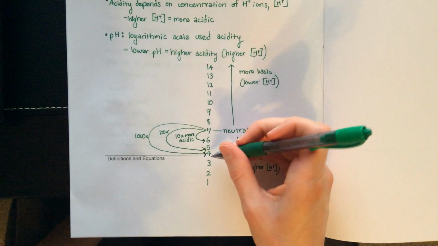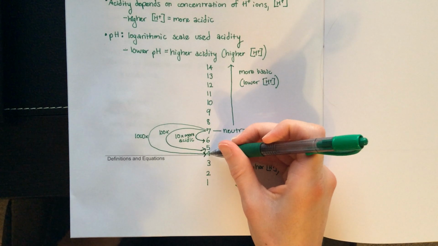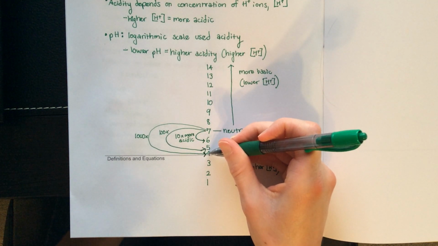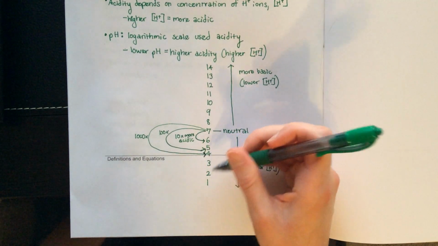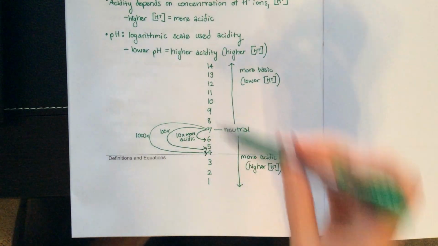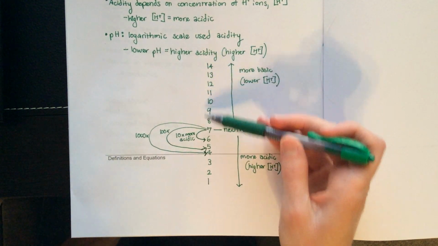So if I were to ask you how much more acidic is a 2 than a 4, you'd go down from 4 to 3, that would be 10, and then 4 to 2 would be 100. So you just add a 0 each time. So that's how logarithmic scales work. They increase by factors of 10 as you go down.